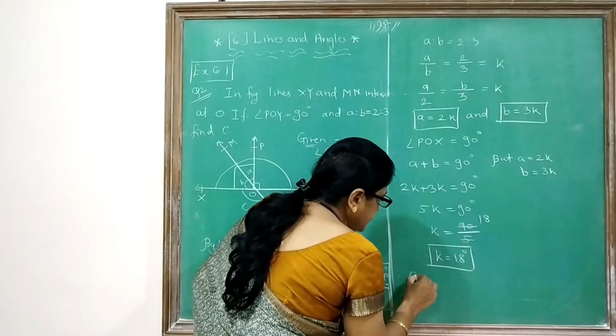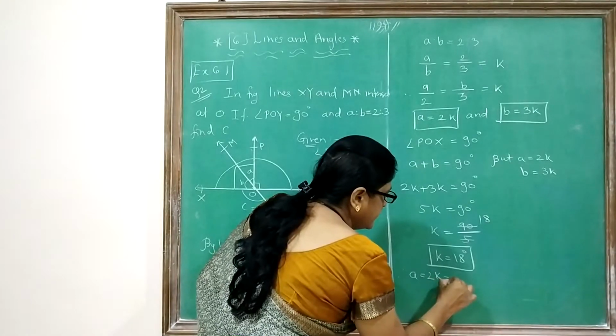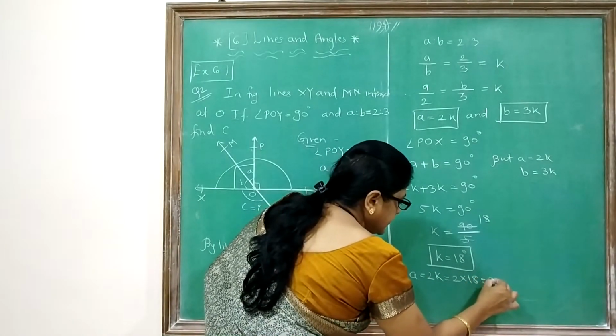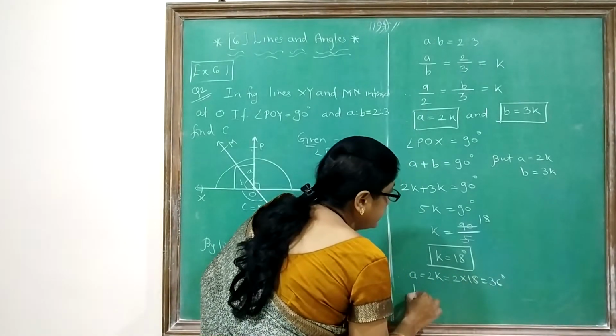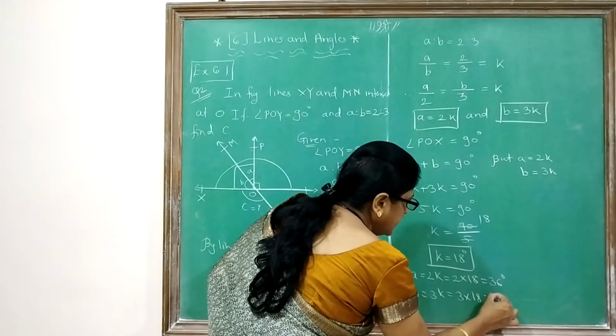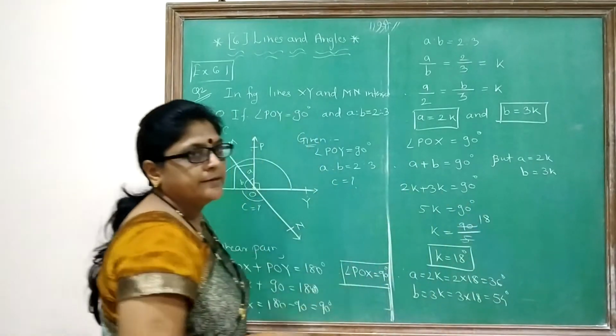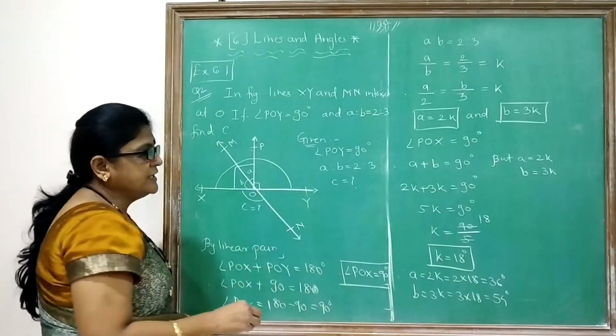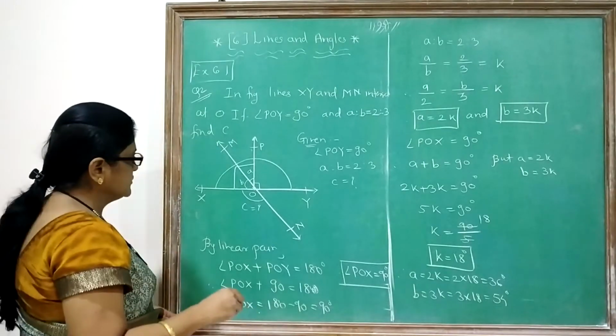And put in A and B this K value. Then you will get A and B. That is A equal to 2K, then 2 into 18, that is 36 degree. And B equal to 3K, that is 3 into 18, then you will get 54 degree. But in your question C is a question mark. Then how can you solve this C?